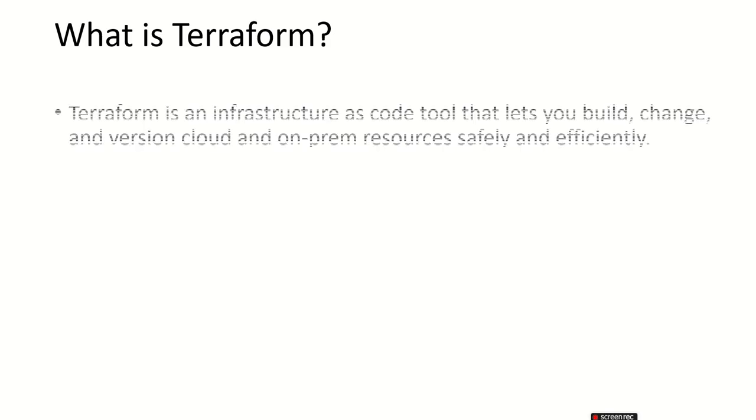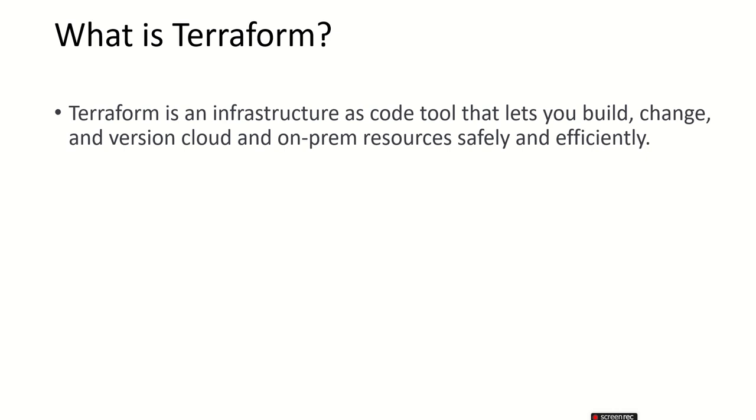So what is Terraform? In simple words, Terraform is an IaC tool which lets us build, change as well as version cloud and on-prem resources safely as well as efficiently. Accordingly, this HashiCorp Terraform is an IaC tool which lets us define both cloud and on-prem resources in human-readable configuration files, which we can version, reuse as well as share. You can then use a consistent workflow to provision and manage all of your infrastructure throughout its life cycle.